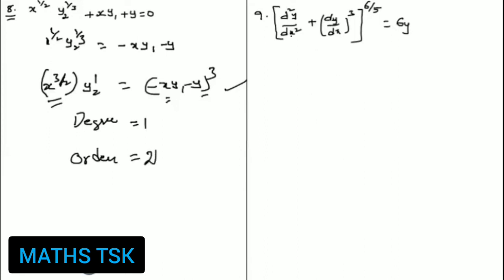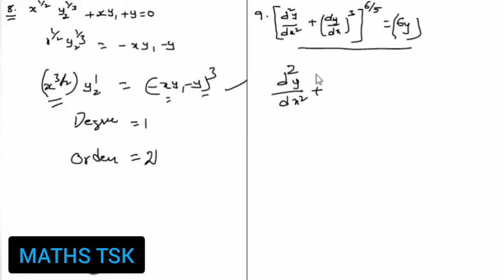Come here. It's an important problem given many times in examinations. The power of y may be anything. So here 6 by 5 is there. I take the power 5 on both sides and send 6 by 5 totally to that side. d square y by dx square plus (dy by dx) whole cube is equal to 6y. I send the total 6 by 5 to that side, so it becomes 5 by 6.